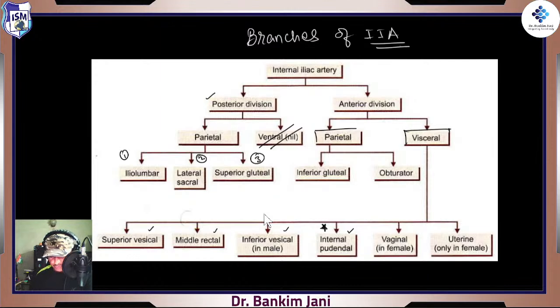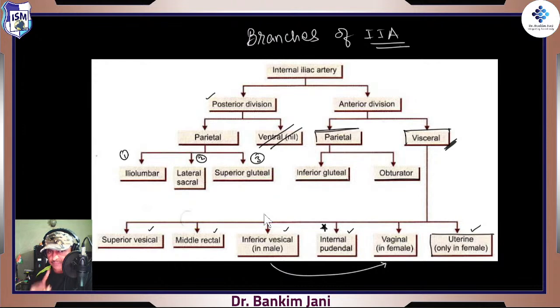Vaginal, it is in case of female, because in fact, inferior vesical, in case of female, is the vaginal artery. And then uterine, that is obviously only in case of females, right? So it means all these visceral branches are associated with the viscera. That means that the parietal in general is supplying all those muscles, etc., right?